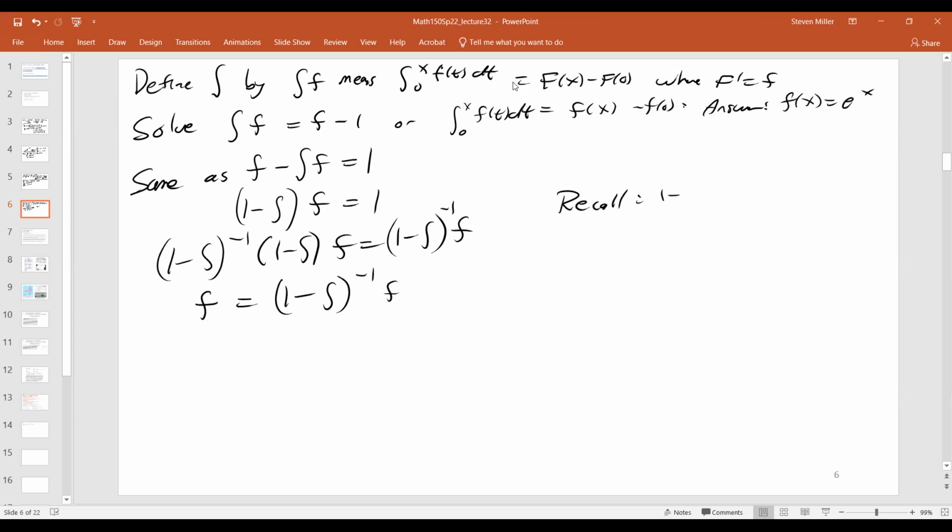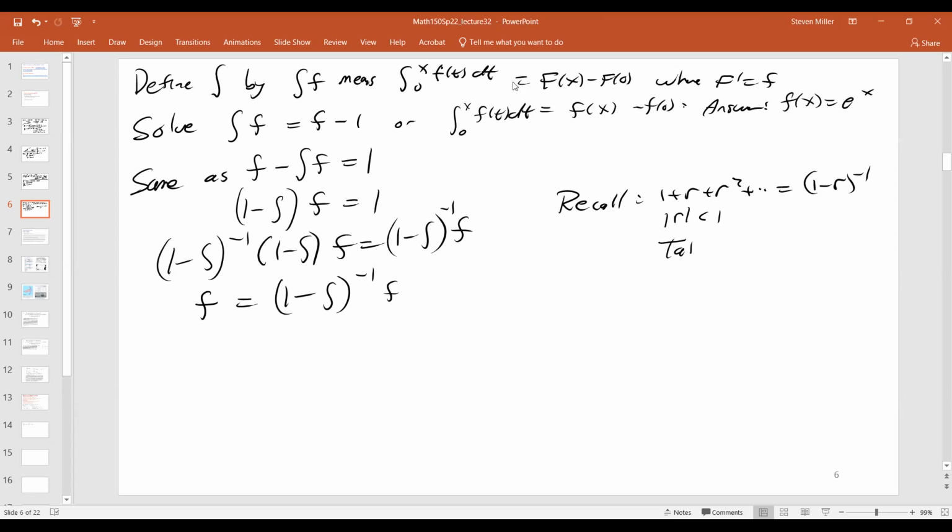Recall 1 plus r plus r squared plus dot dot dot equals 1 minus r inverse. When is that true? When is 1 plus r plus r squared dot dot dot equal to 1 minus r inverse? When the absolute value of r is less than 1. Because this allows complex values of r as well, your statement is correct, it's a little bit more expansive.